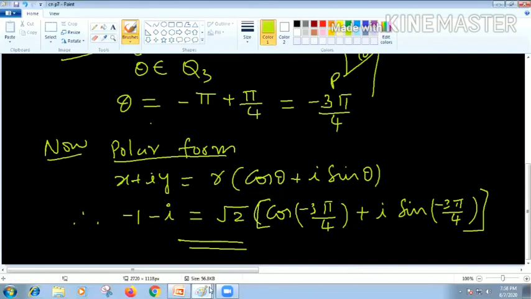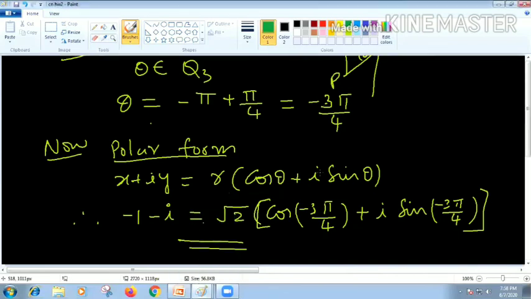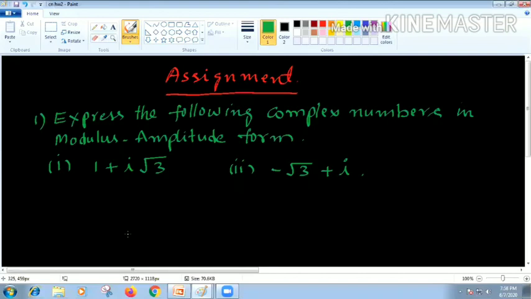Now let us take up some assignment. You can practice at home these two problems. Express the following complex numbers in modulus amplitude form. Very easy. Modulus, you find r value, amplitude, theta.